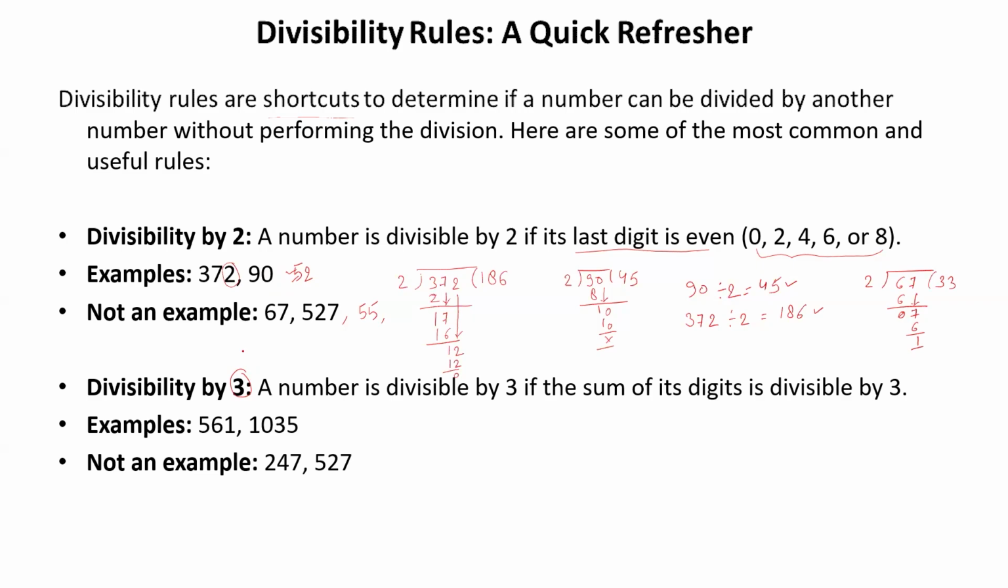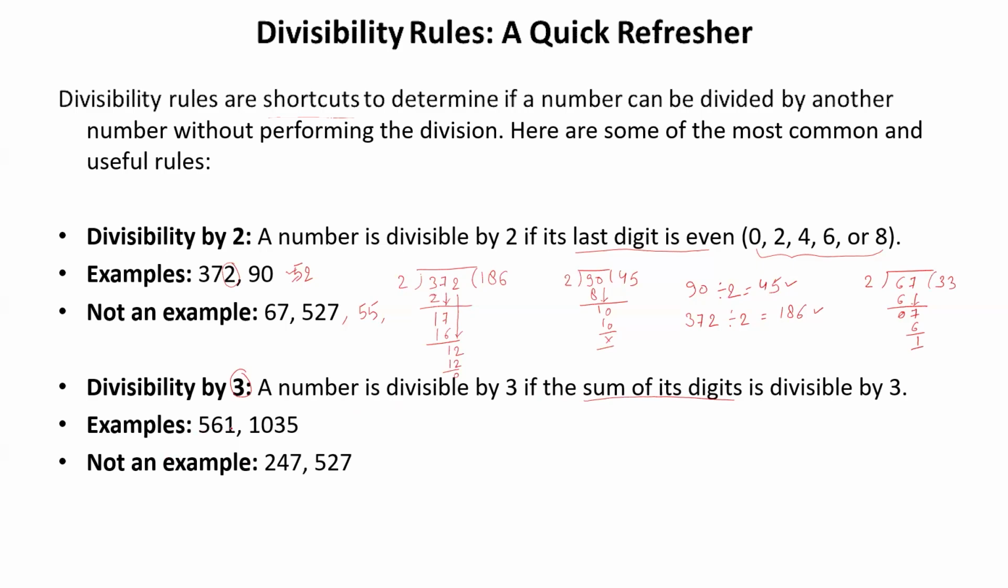Yes, there is a rule. A number is divisible by 3 if the sum of its digits is divisible by 3. So, what you have to do is add the digits of the given number, and if the sum is divisible by 3, that means the number itself will be divisible by 3. Let's look at certain examples.